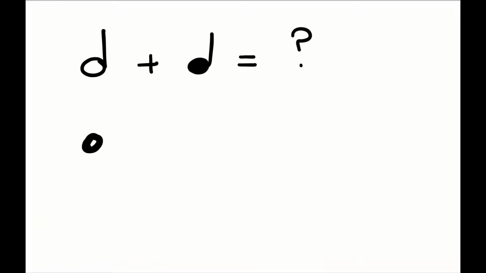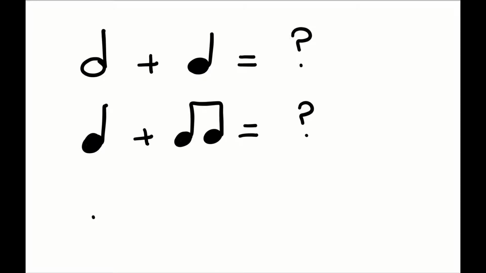So let's see if we can work these out. So first we've got a minim and a crotchet, then a crotchet and 2 quavers, and then a quaver and 2 semiquavers, sorry. What do they add up to?